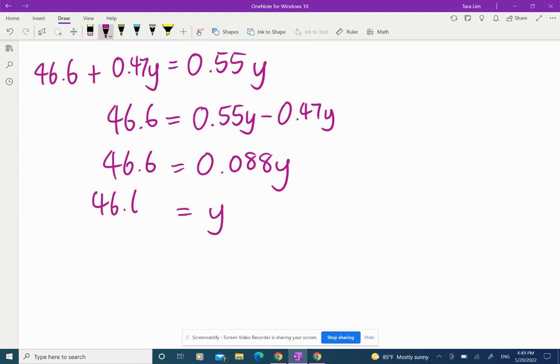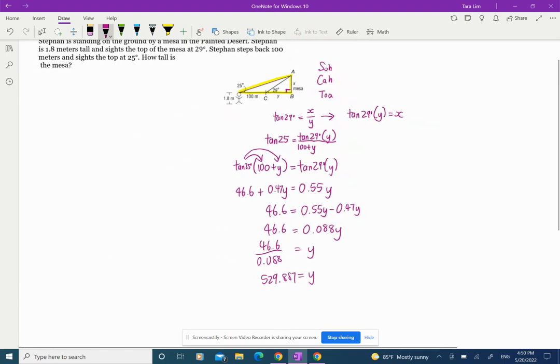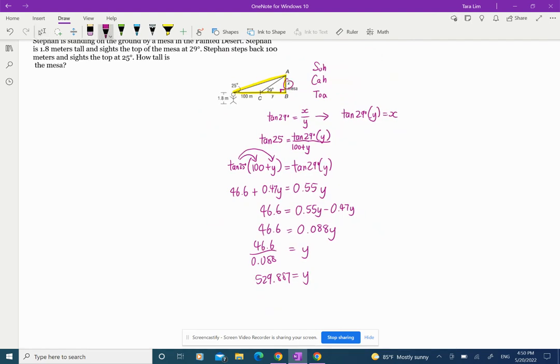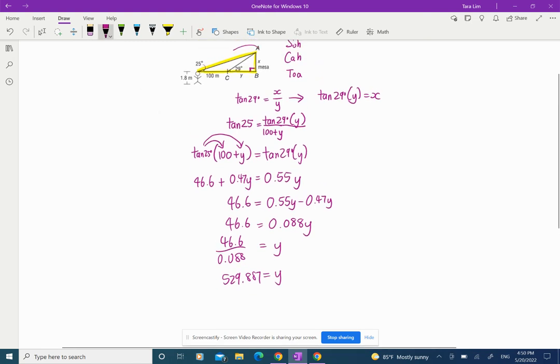So 46.6 divided by 0.088 is equal to y. Again, I want to input the actual number for accuracy. And when I divide this, I get approximately 529.887. And so now I solved for y, but I'm not done yet because my goal is to solve for x and not y. So now I'm going to substitute this for y. You can either use the big triangle or the small triangle. I'll personally use the smaller triangle because that's faster.